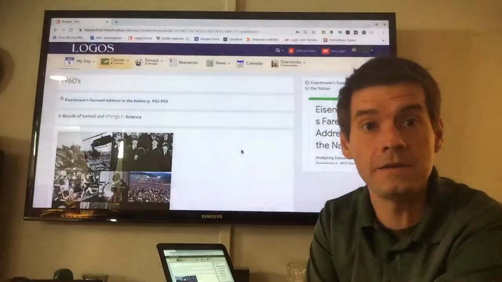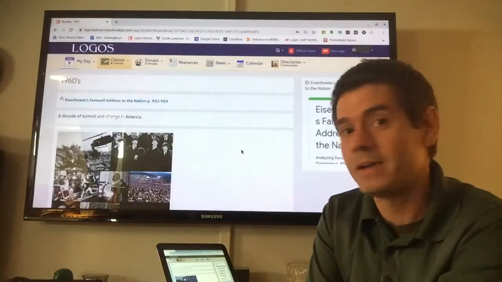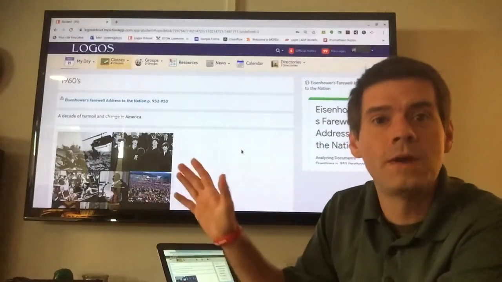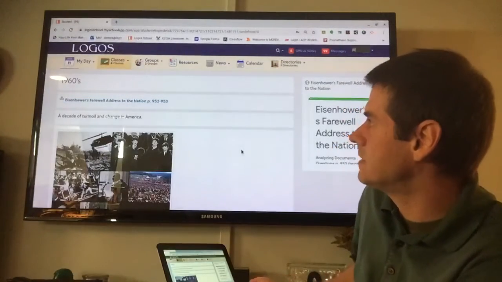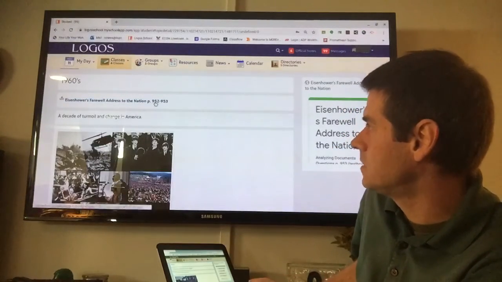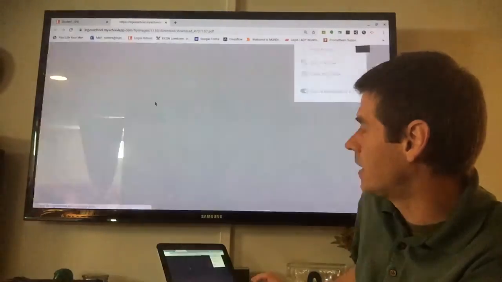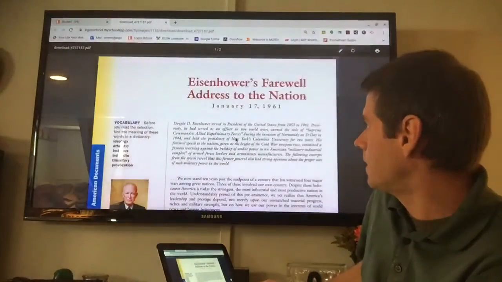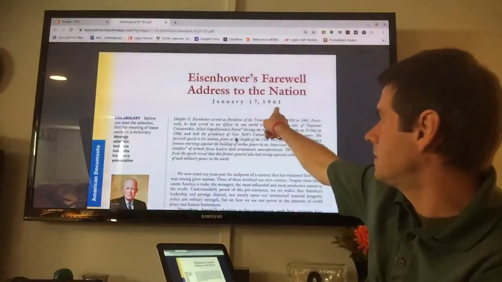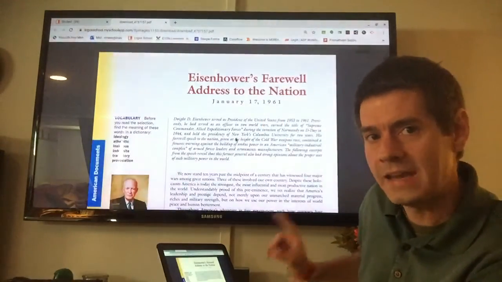And so at the end of his second term, the election's already happened. Kennedy's getting ready to take over. He gives his farewell address. And that's what we're going to be reading today. So the reading right here, if you download it, I'll go ahead and download it right now, we'll see, is a 2-page excerpt of his farewell address to the nation on January 17th, 1961.